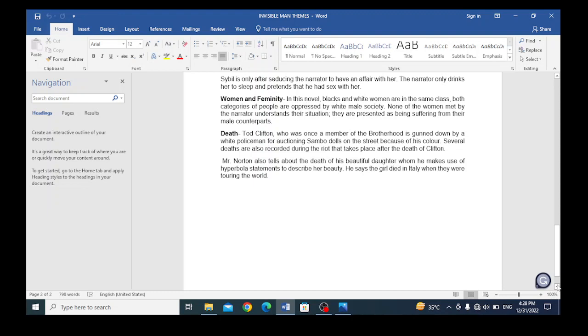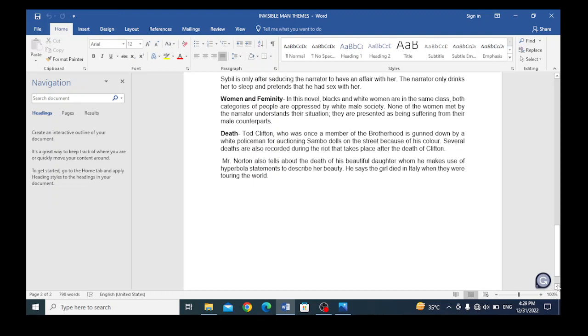The next one is death. Todd Clifton, who was once a member of the Brotherhood, is gunned down by a white policeman for auctioning sample dolls on the street because of his color. Several deaths are also recorded during the riot that took place after the death of Clifton. Mr. Norton also tells about the death of his beautiful daughter, whom he describes with hyperbolic statements of her beauty. He says the girl died in Italy when they were touring the world.